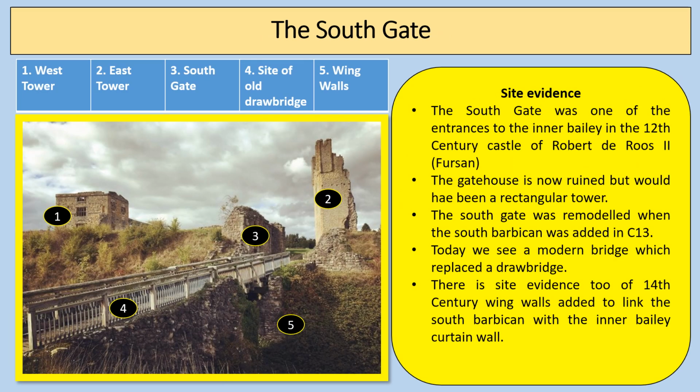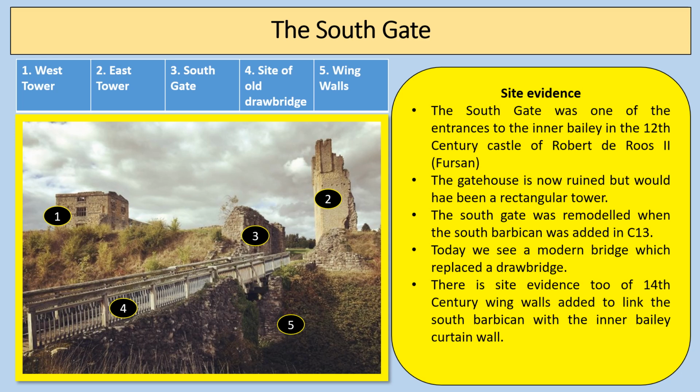Now, if you go on to have a look at the South Gate, not a lot of the South Gate survives, but it would have been a rectangular tower at the time. So the South Gate was one of the entrances to the Inner Bailey in the 12th century of the castle of Robert de Roos II, Robert de Roos Furzan. The gatehouse is obviously ruined now. The South Gate was remodelled when the South Barbican was added in the 13th century.